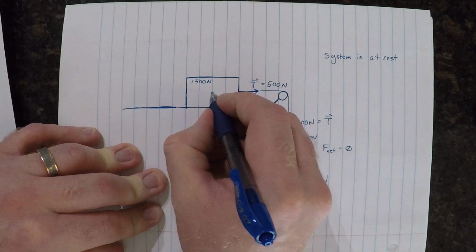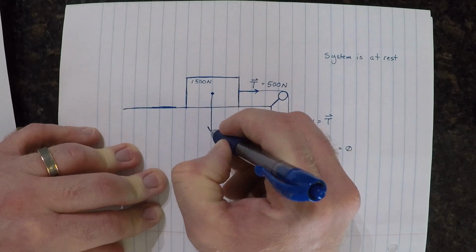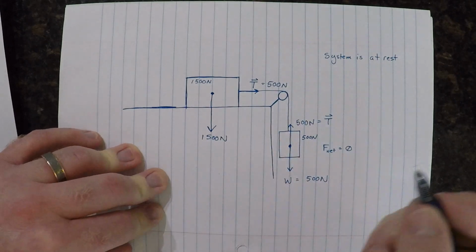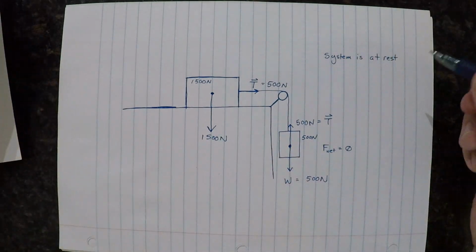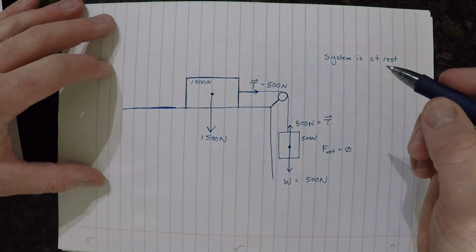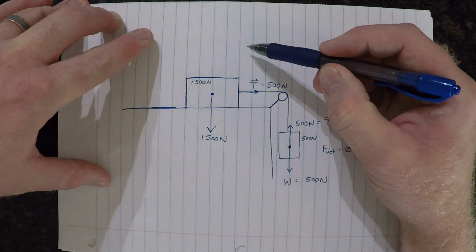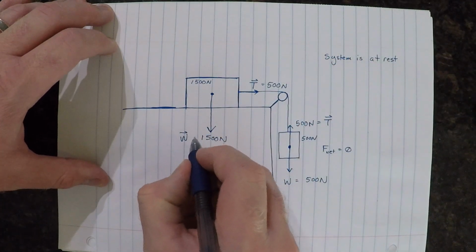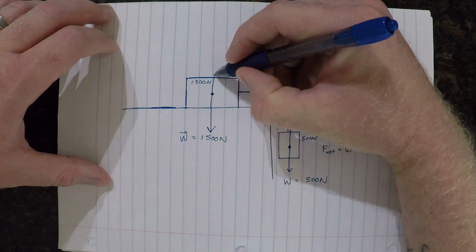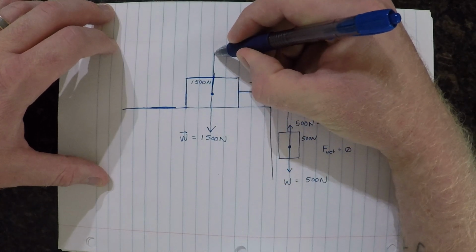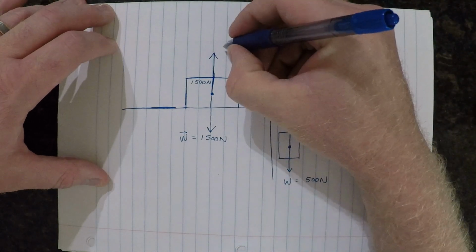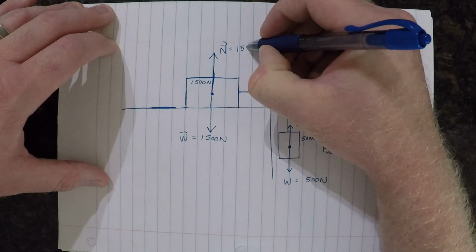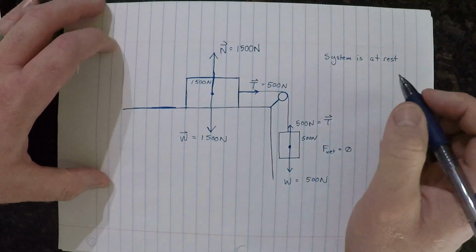Now we have a weight for this block right here, and we said before that that is 1,500 newtons. Now in order for this to maintain a state of rest where there's no acceleration, we have to have the table pushing up on this block with a force equal to the weight that's pulling down. So I'll make sure that I mark this weight right here. And I'm going to draw an arrow that is equal in size, but pointing up, and this is going to be the normal force, and that's going to be equal to 1,500 newtons. That's what the table has to push back up with.